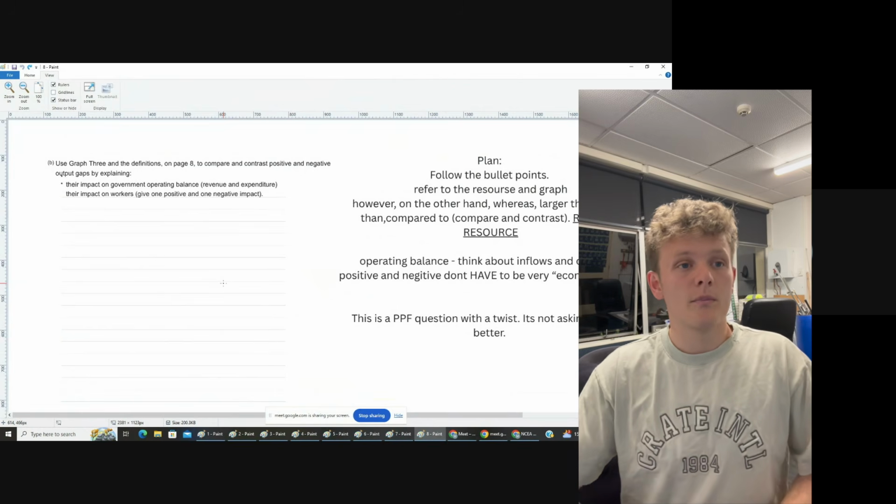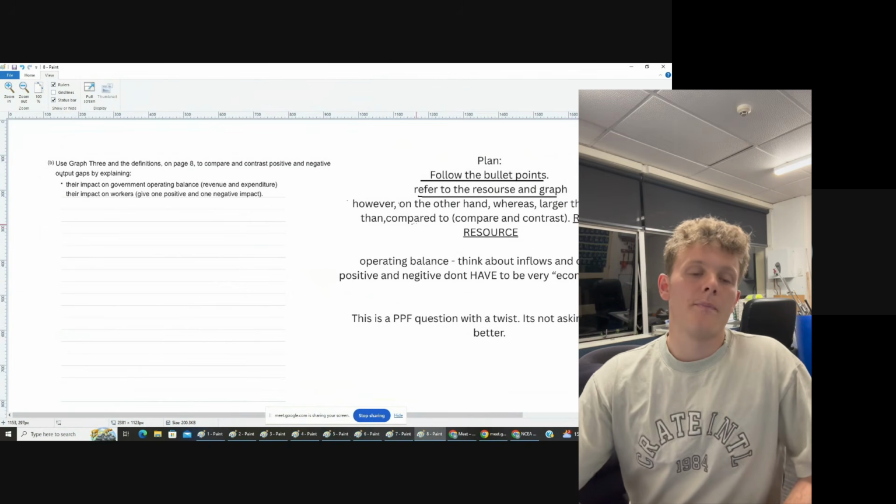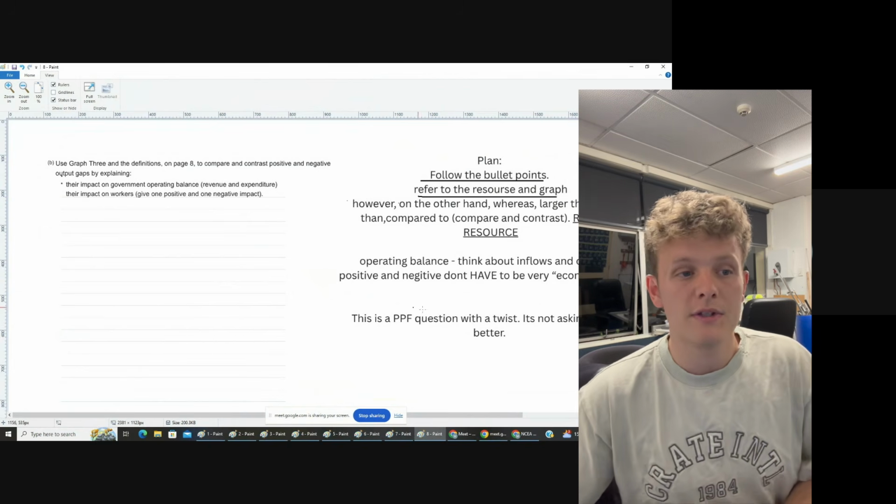What's the plan? Follow those bullet points once again. Refer to the resource and the graphs. Use the keywords: however, on the other hand, whereas, larger than, bigger than, compared to. And then operating balance, think about inflows and outflows.